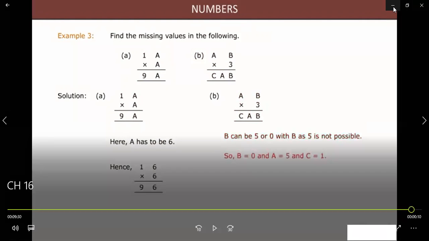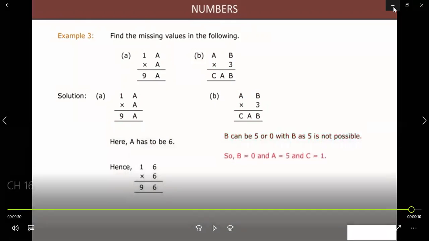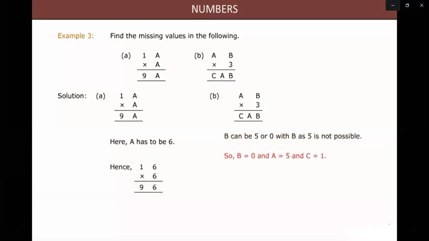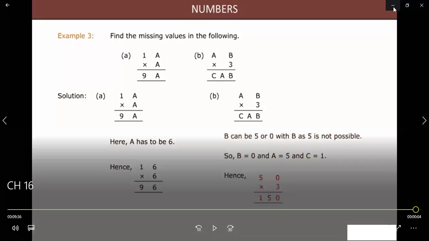If b is equal to 0, you have to consider which numbers will give us the correct values of a and c. You can observe that if we put the value of a as 5, the value of c that we'll get is 1. So a is equal to 5 and b is equal to 0, that is 50. So 50 multiplied by 3 will get 150. This is the final answer. Hence 50 into 3 is 150.